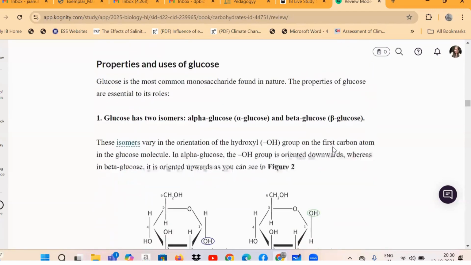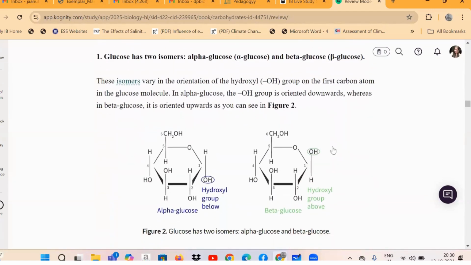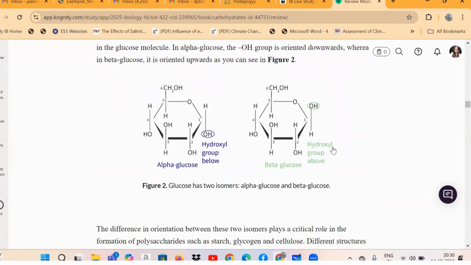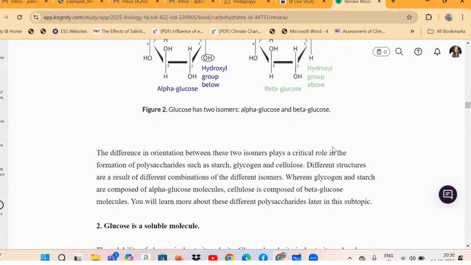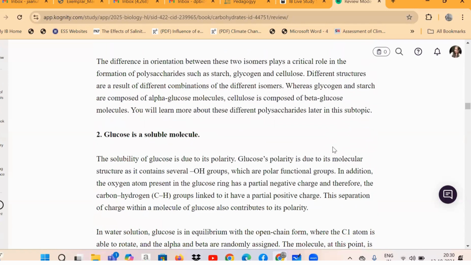So coming to properties of glucose, we already discussed this. They exist as two isomers, alpha and beta glucose, where you can see the orientation of the OH group is different. Glucose is a soluble molecule. The properties of this is also an extended response question. Describe the properties of glucose. So in this case, why is glucose soluble? What makes it soluble, what will be your answer?